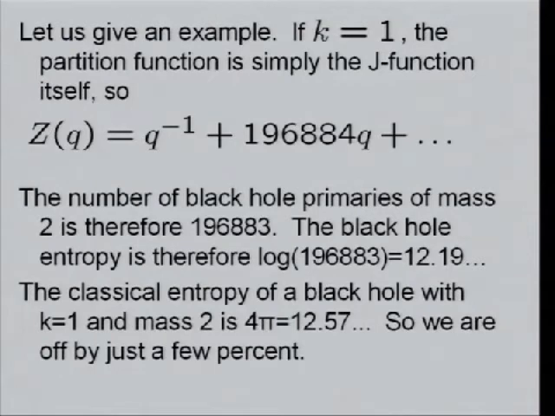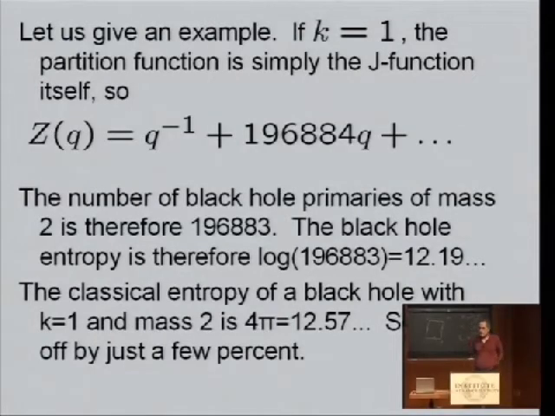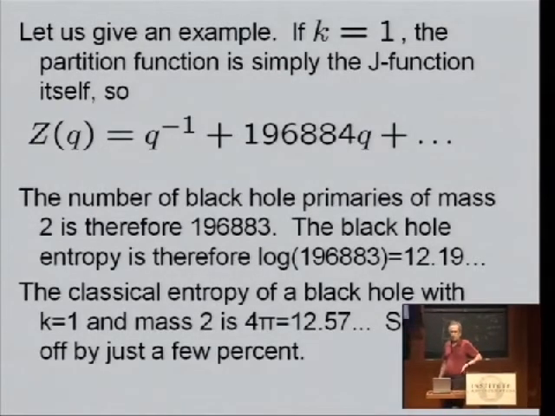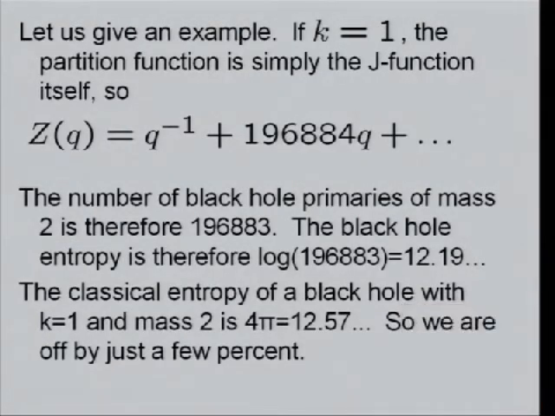Just for fun, if k is 1, the partition function is the J function itself, and the number of states at mass level 2 is therefore 196884, and one of them is the stress tensor, or I should say one state corresponds to an operator, which is the stress tensor. So the other 196883 states are primaries of dimension 2. And the black hole entropy is therefore the logarithm of 196883, which is 12.19 approximately, while the classical entropy of a black hole with k equals 1 and mass 2 is 4 pi, which is about 12.57.